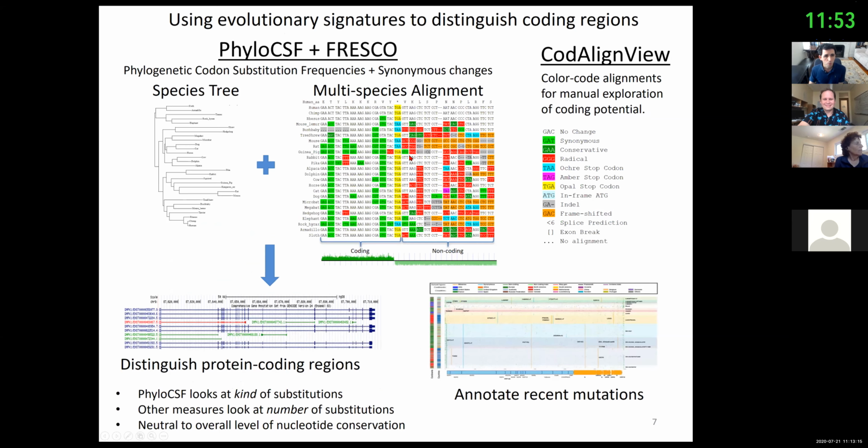How did we do that? We basically used comparative genomics methods that we've developed and applied for many years now, in mammals primarily, but also in fly, in yeast, and in viruses, as I mentioned earlier.